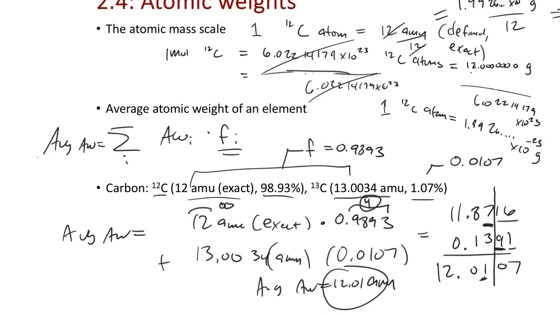But when you start thinking of having an Avogadro's number of atoms, you can start to think, well, about 99% of them are going to be carbon 12, 1% of them carbon 13, and then the average of the masses of those atoms ends up being about 12.01.